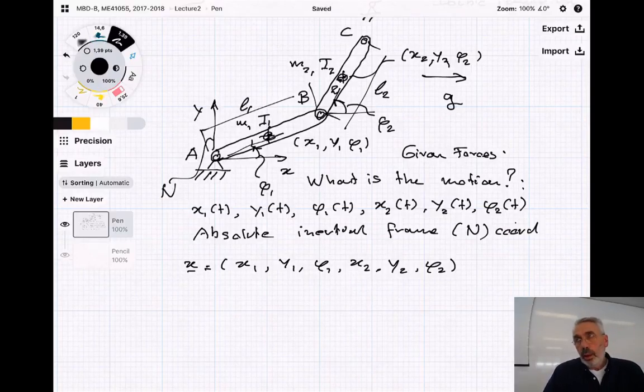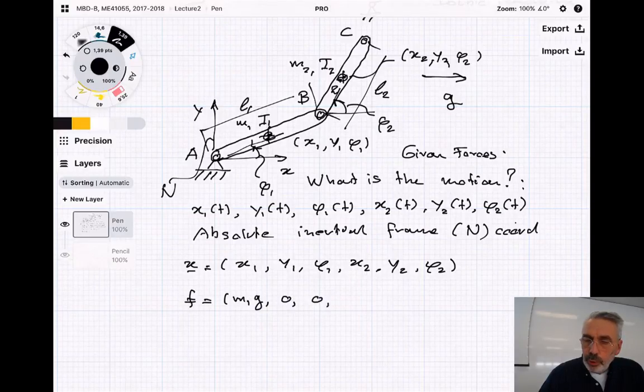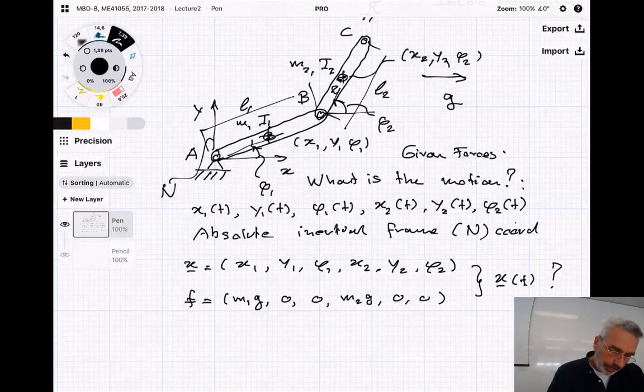And in a work or energy or power duality, we have forces, which are of course applied at the center of mass: a force in the x direction, a force in the y direction, and torque about the center of mass. Now in our case, the loading is super simple. It's just gravity loading. So we have m1g, horizontal, 0, and no torques, and then m2g, and then 0 and 0. And then the big question is with this, what is then the motion as a function of time? This is a t. That is our quest.